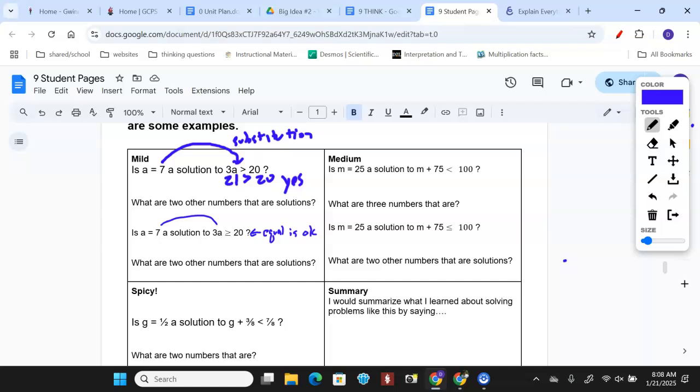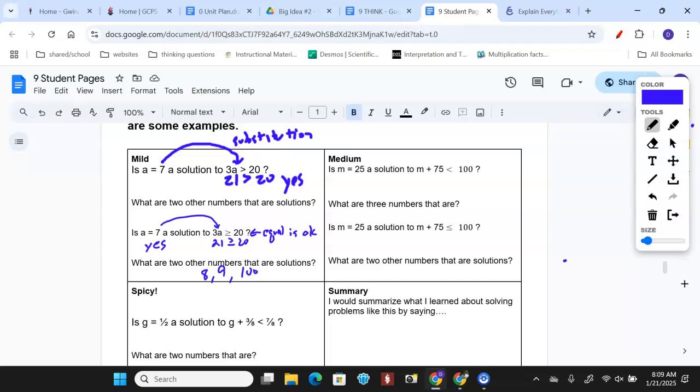So the same thing's going to happen here. If I do my 7 by substitution, I'm just going to get 21 is greater than or equal to 20. They're not equal, but greater is still okay. So yes, a equals 7 is a solution as well. What are two other numbers that are solutions? The same ones ought to work. 8 would be fine. I would still be above 20. 9 would be okay. I'd still be above 20. 100 would be okay. I'd still be above 20. Anything like that ought to be fine.